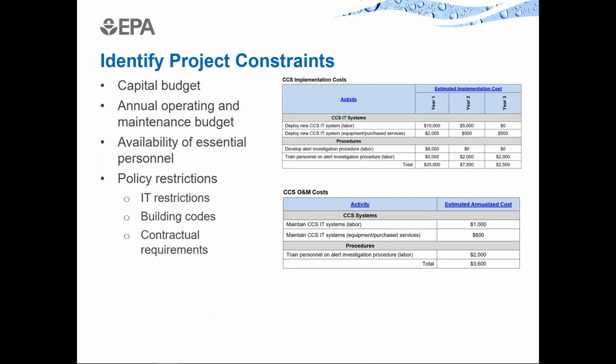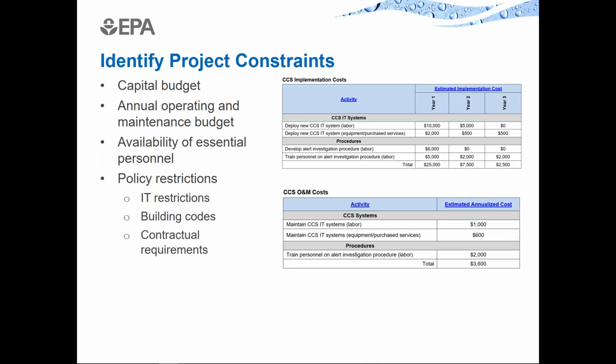Common ones we've found that have caused some restriction have been IT restrictions. We've encountered cases where utilities have wanted to, for example, get remote access to various data streams, but the IT restrictions prevented that, or at least caused the utility to have to consider a workaround solution to get access to that data.